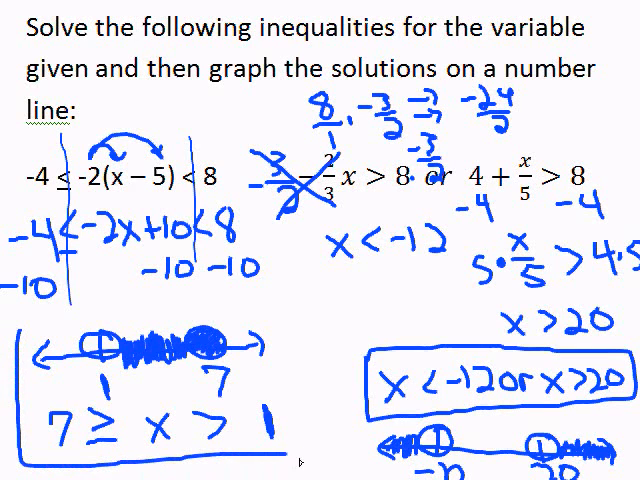By the way, on the left-hand side, the one that we solved and graphed is called an AND inequality because x is greater than 1 and x is less than or equal to 7. The right-hand side inequality is called an OR inequality because x is less than negative 12 or x is bigger than 20.